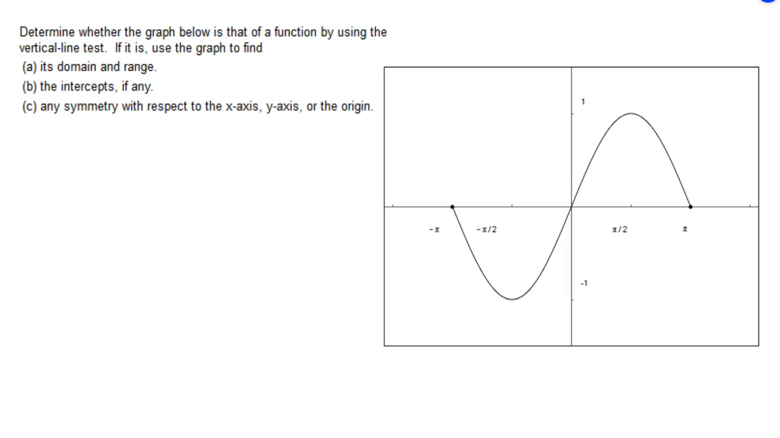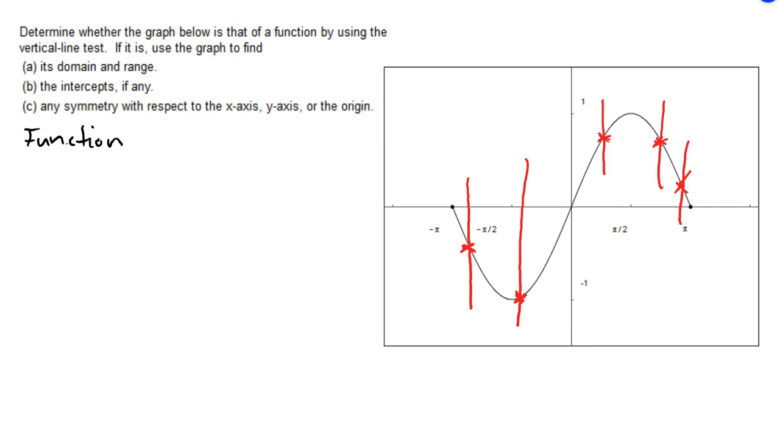The vertical line test says that we draw vertical lines and we're taking a look at how many times these vertical lines cross the graph. As I draw a few vertical lines, I'm noticing that these vertical lines only cross the graph once. So this is a function. It passes the vertical line test. The definition of a function is that every x has exactly one y, and because we're crossing in exactly one place, that means we have exactly one y value for every x. So this is a function.